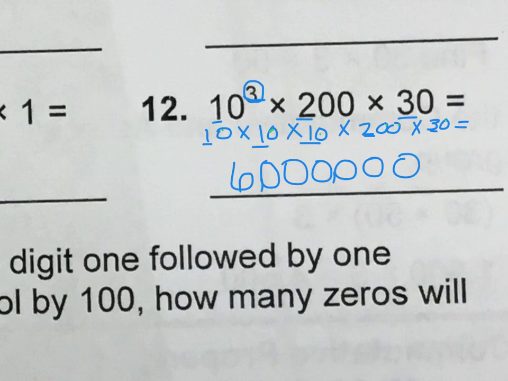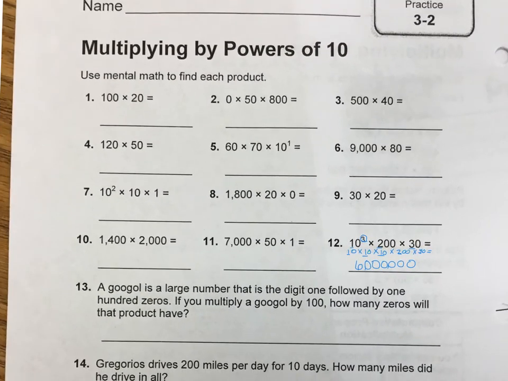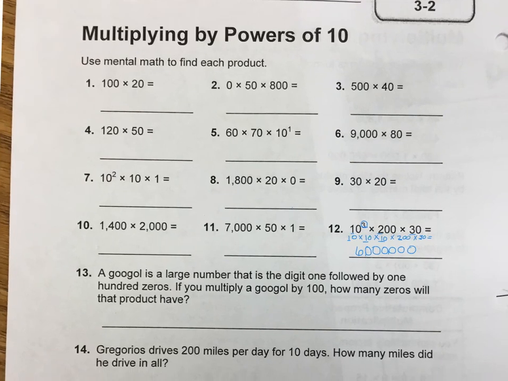Okay, what I want you to do now, I want you to work, we're going to circle them together. 1, 5, 7, 11. Okay, 1, 5, 7, and 11. Go ahead and get started on that.